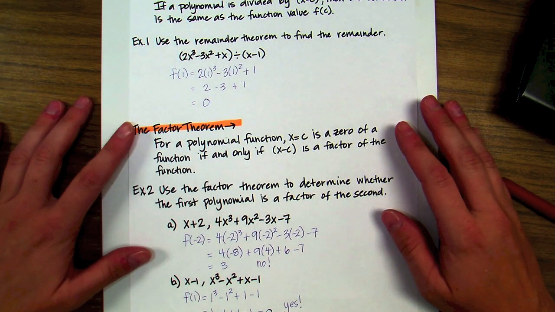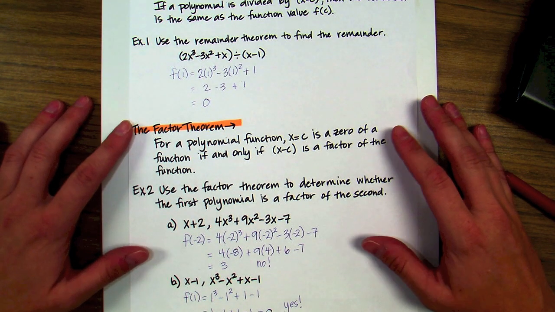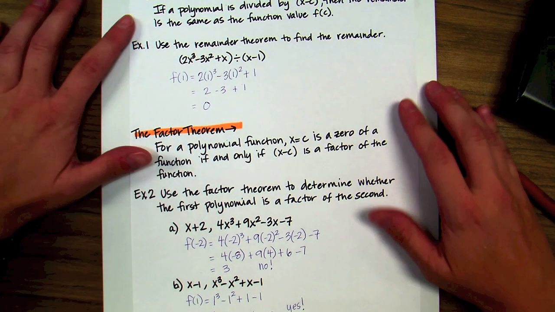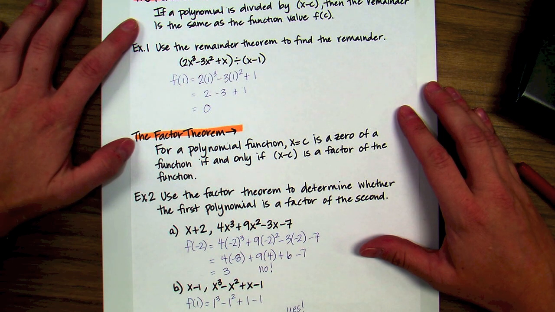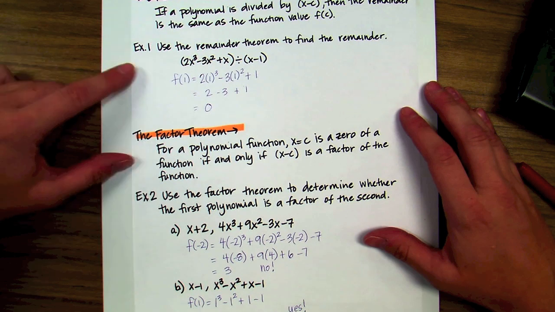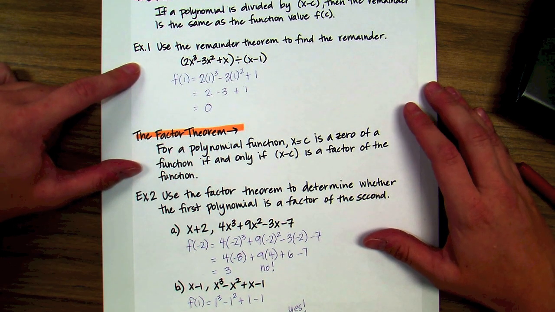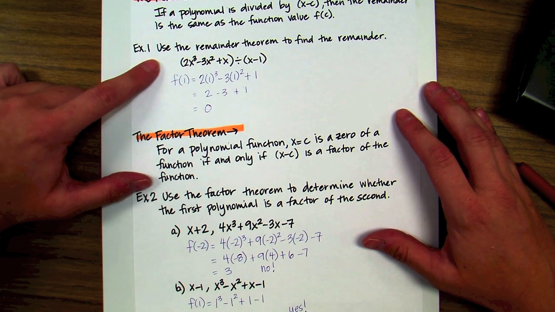Okay, in this lesson we're going to talk about finding roots for polynomials, the remainder theorem, the factor theorem, the rational zeros theorem, and upper and lower bounds of the roots of a polynomial function.